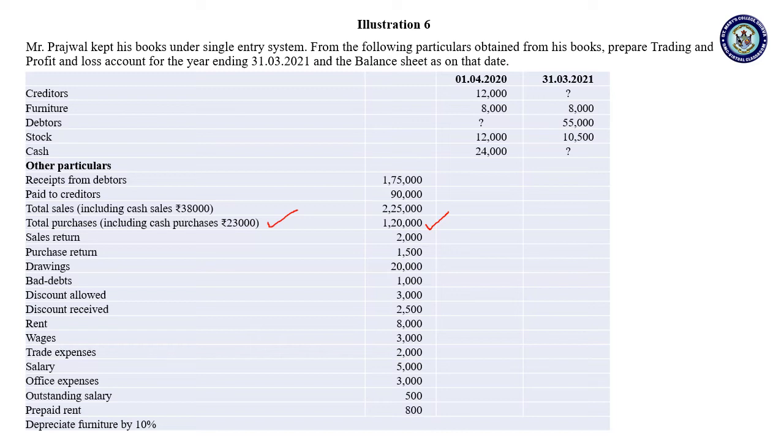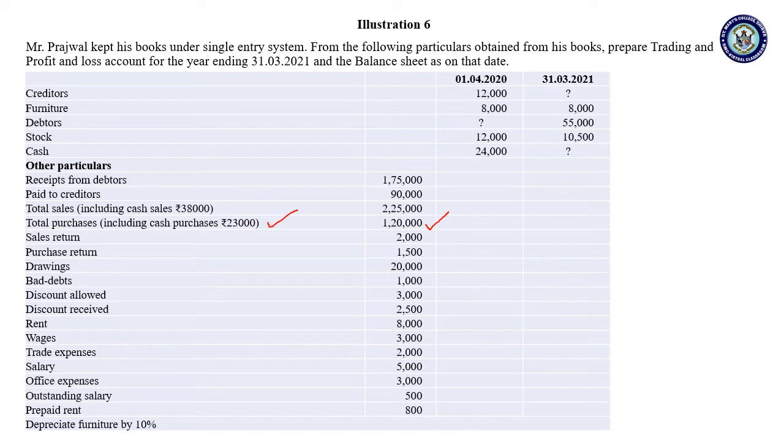Discount received means you are going to receive the discount. From whom? From creditors. So the journal entry will be creditors account debit to discount received.